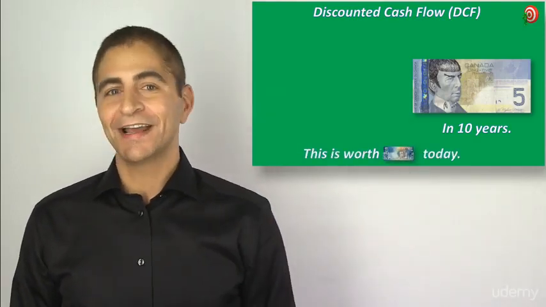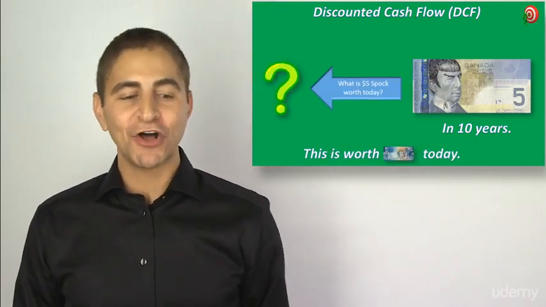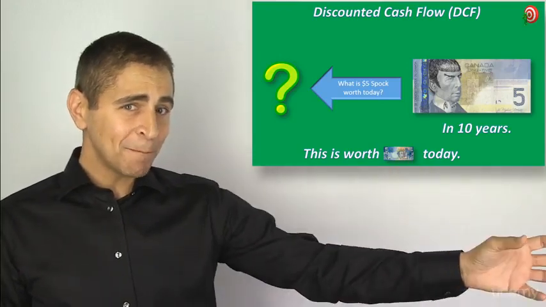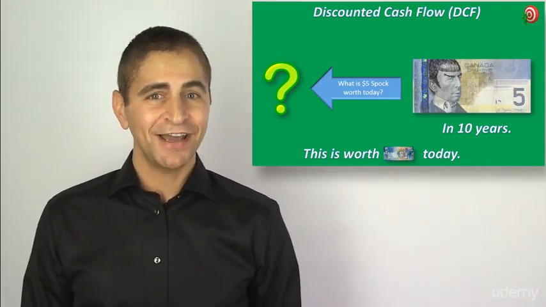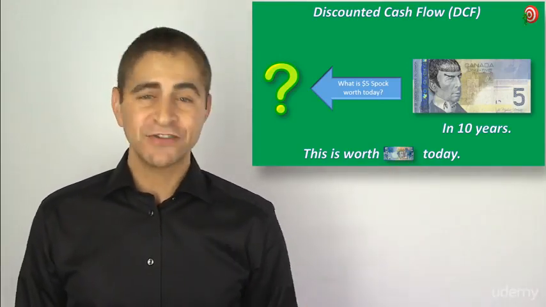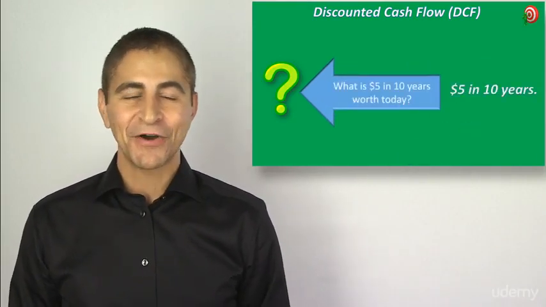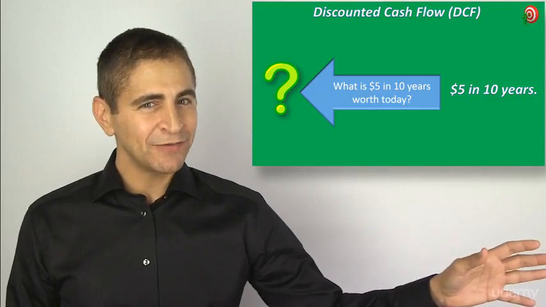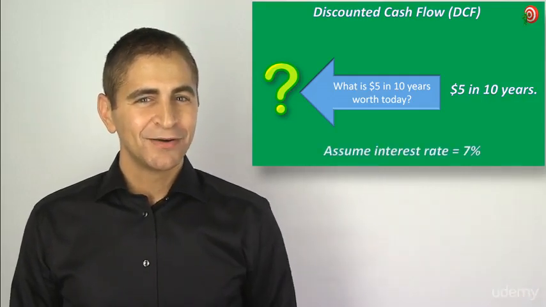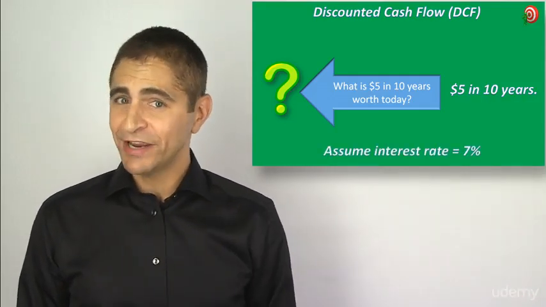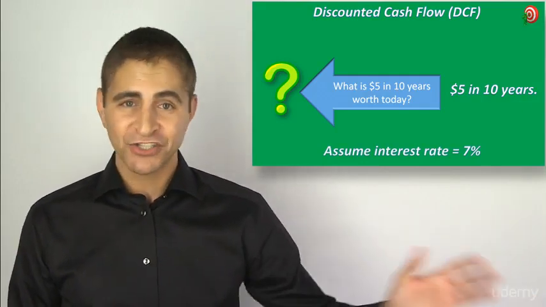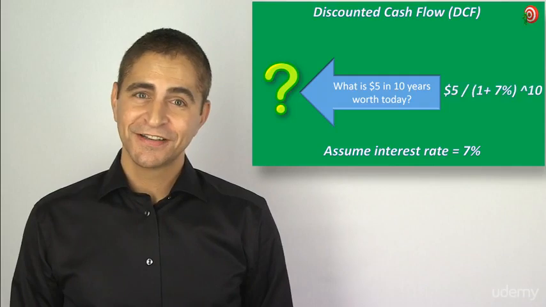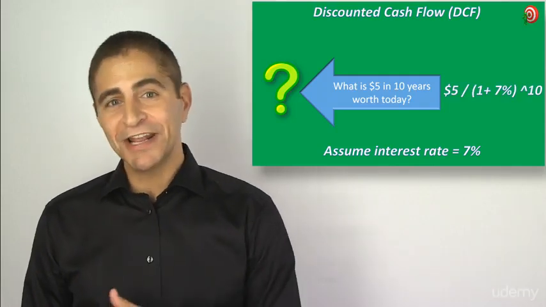This is worth $5 today. So what is Spock's $5 worth today? What is that $5 bill in 10 years worth today? Let's try to find a valuation for Spock today. Spock is worth $5 in 10 years, that $5 bill. So what's it worth today? Well, if we assume the interest rate is 7% over time, just accept it, we can discount Spock into today's money.